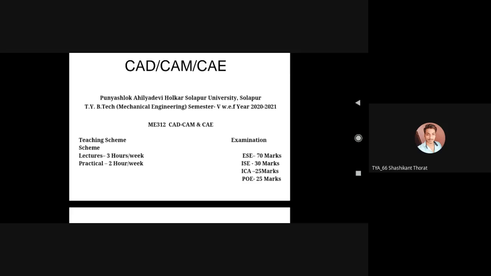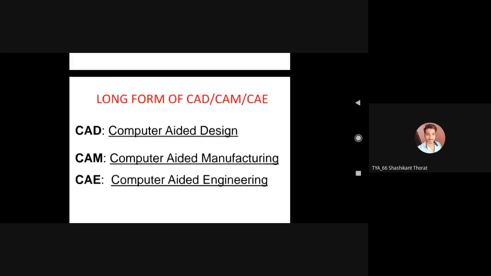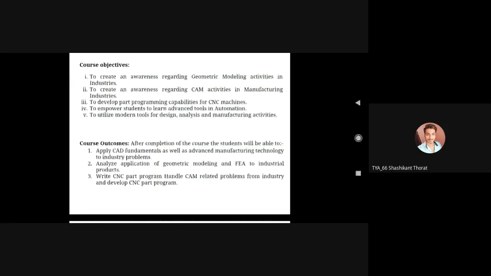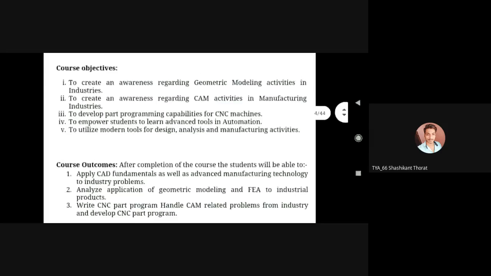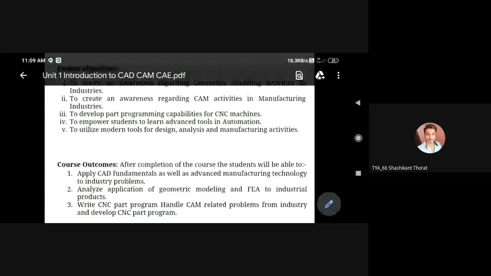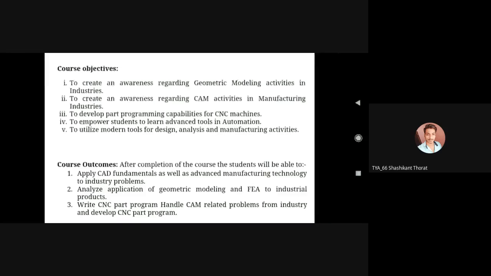So basically CAD is computer aided design, CAM is computer aided manufacturing, and CAE is computer aided engineering. These are the course objectives. We will read all the course objectives, because we have taken one round also, so we are able to check whether the objectives are fulfilled or not.